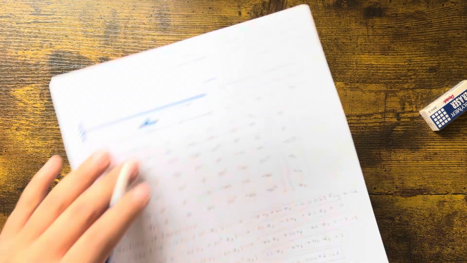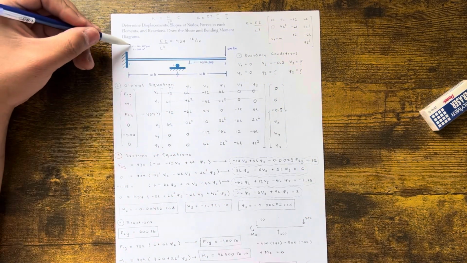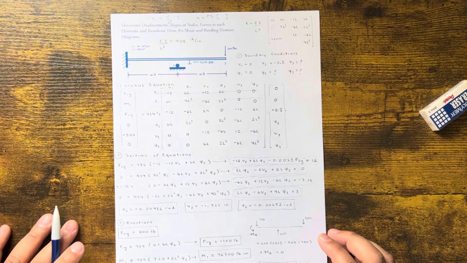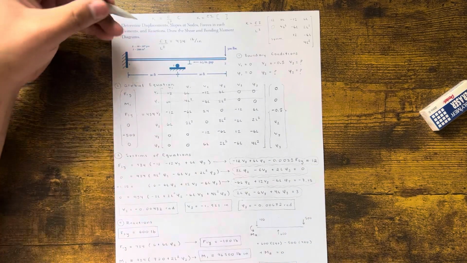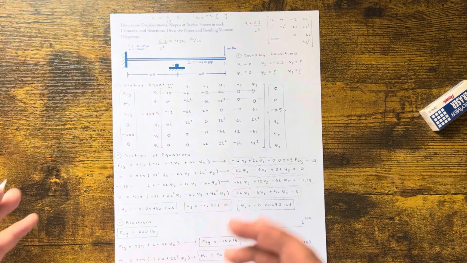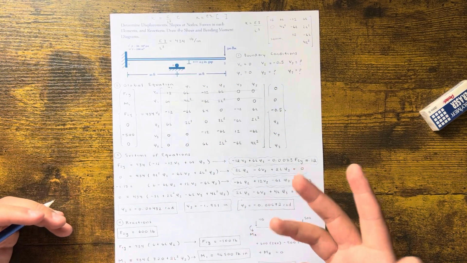The whole point of this problem was, look, they gave you an E and an I. So that means if you have an E, you have a material. 30 times 10 to the 6. I think that's steel. I can't remember. Steel or aluminum. I get them confused. Doesn't matter. They gave you a material, so you know E. They gave you I. It's a cross section. So you know the cross section's moment of inertia, okay?